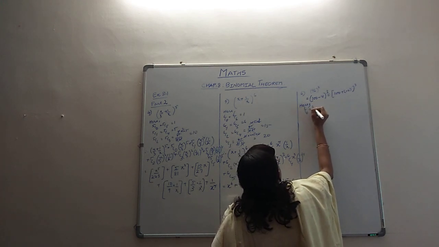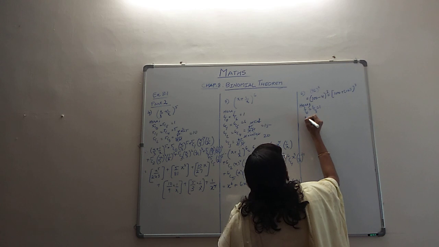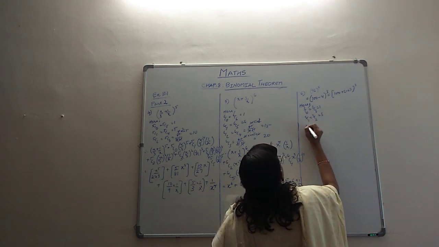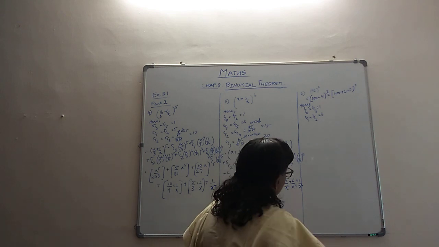And then we get all these expansions. 3c0 is 3c3, which is 1. 3c1 is 3c2, which is 3. That's it, right? We have all the terms covered.